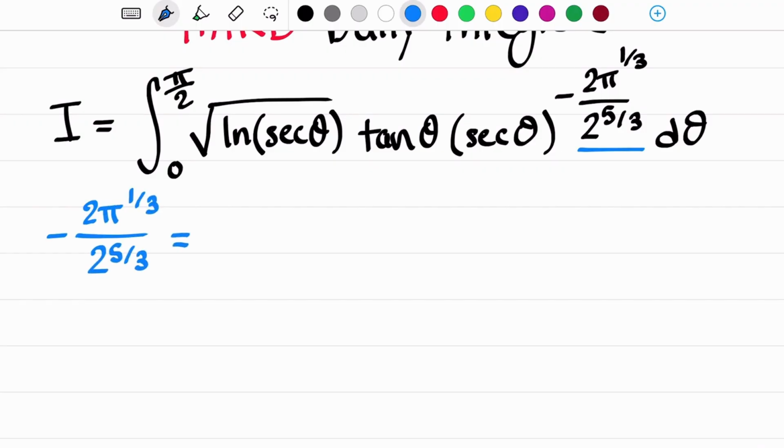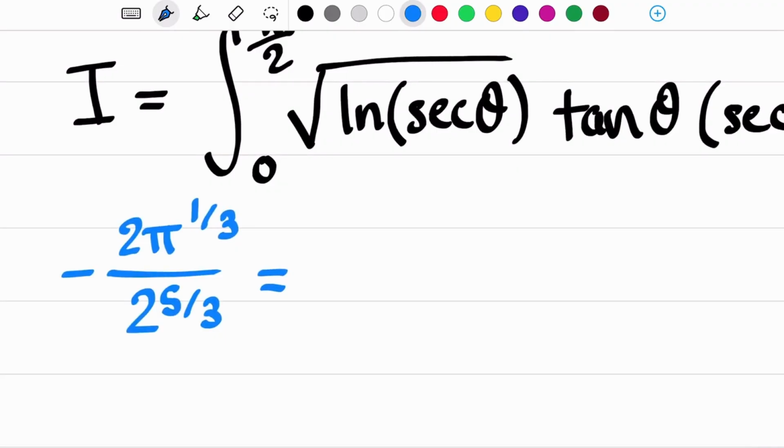Now, what do we notice? Well, there's a 2 on the top and the bottom. This 2 on the top is 2 to the 1st, and the 2 on the bottom is 2 to the 5/3. So we can subtract those exponents because we're dividing. So 1 minus 5/3, that's negative 2/3, pi to the 1/3.